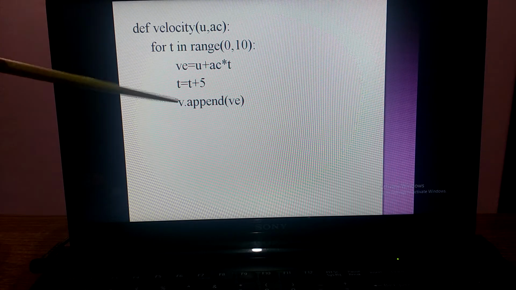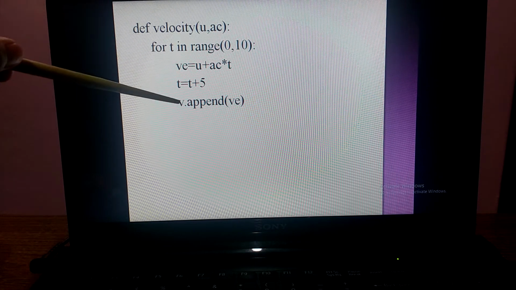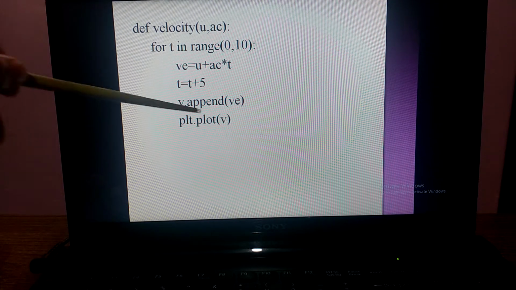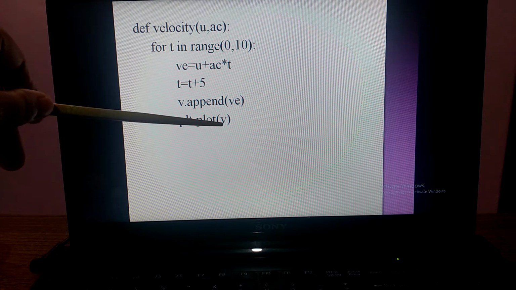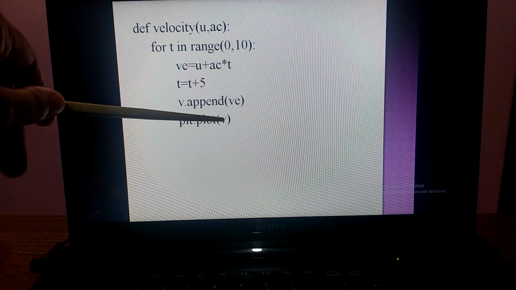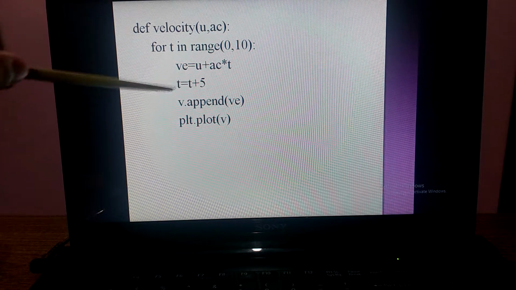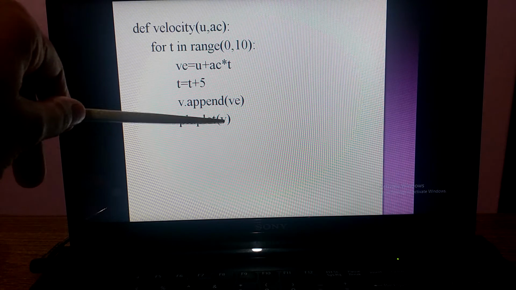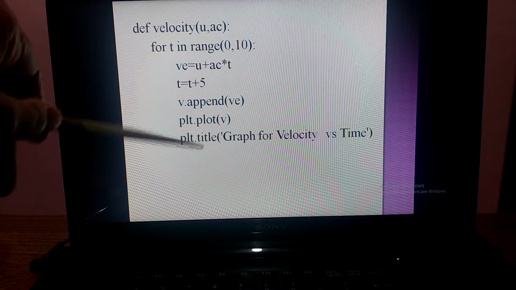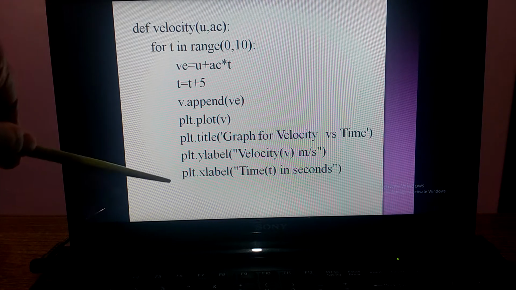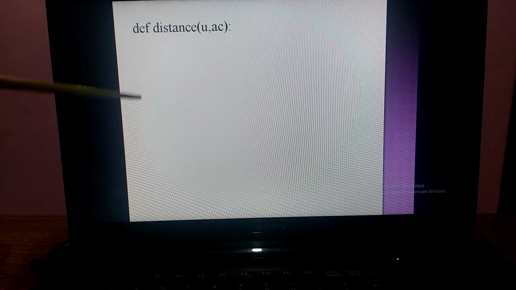After calculating the velocity, I will be appending it to my list, which has been defined above, and I will be plotting. While plotting, I have not mentioned my other variable. I have mentioned only v, that is velocity, because time will be plus 5, plus 5, plus 5. I will be taking that directly, so I have mentioned only v here. Then I am adding a title to my graph, adding x and y labels, and showing my graph. So this was the function to calculate velocity.